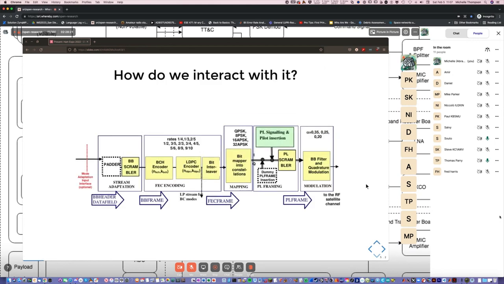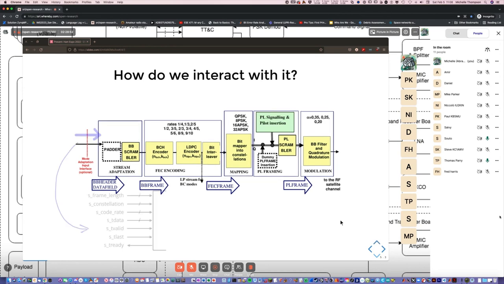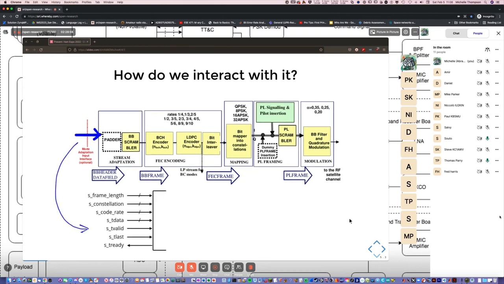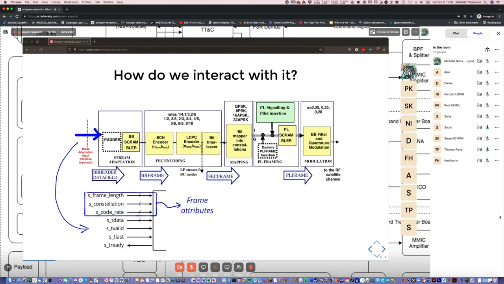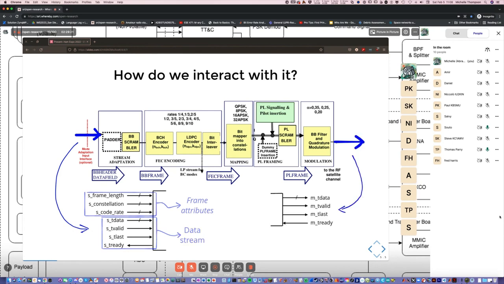So next thing is how do we interact with it? The encoder receives baseband frames in the input and produces modulated physical layer frames at the output. The interface we chose is AXI stream for both. The input stream interface carries the configuration for the frame, and we have frame length, constellation, and code rate. These three make up what I call frame attributes, and they define how the frame should be processed in the system. The remaining parts make up a regular AXI stream. The output interface is very similar, but without the frame-based parts. For example, at this point, data has been modulated, so TDATA is going to have I and Q components.